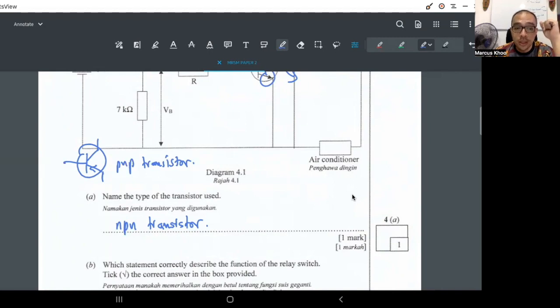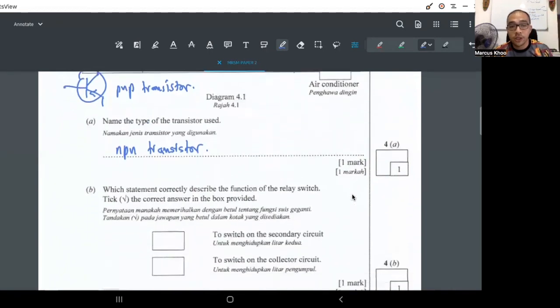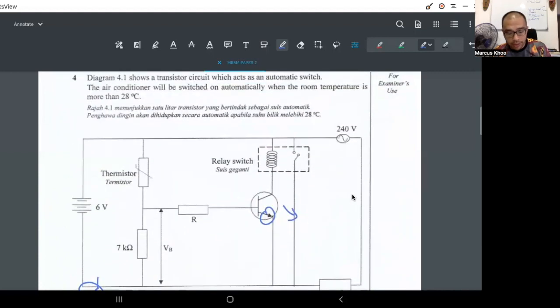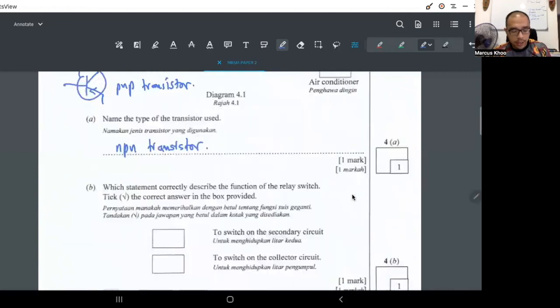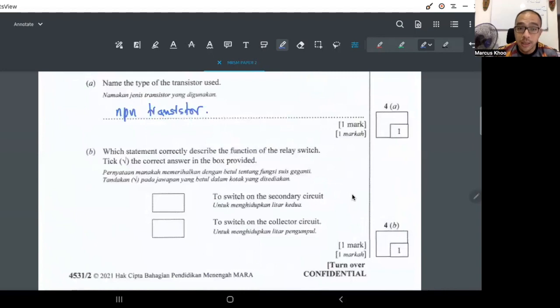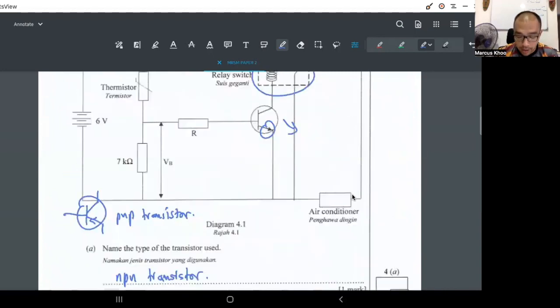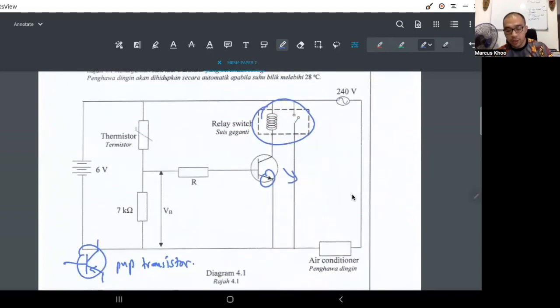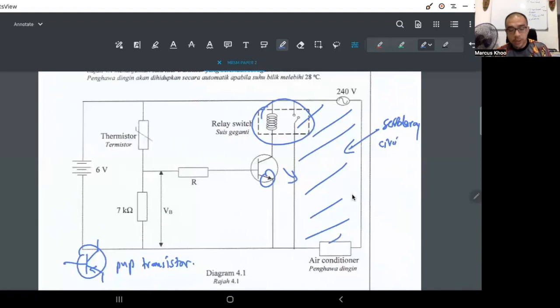Okay, which statement correctly describes the function of the relay switch? Okay, the relay switch is here. Okay, is it to switch on the secondary circuit or to switch on the collector circuit? Secondary circuit refers to this one. This is the secondary circuit, litar kedua. Okay, secondary circuit is this. Or is it used to turn on this one, the collector circuit?